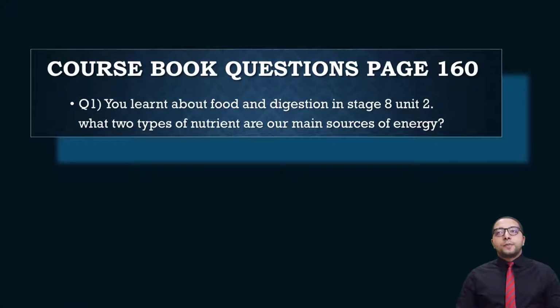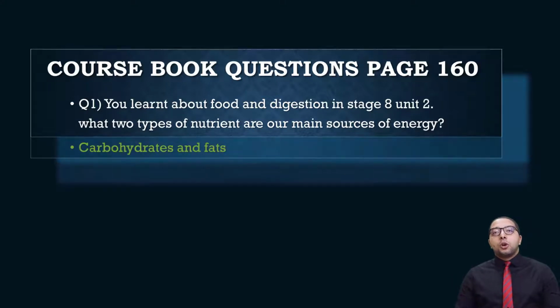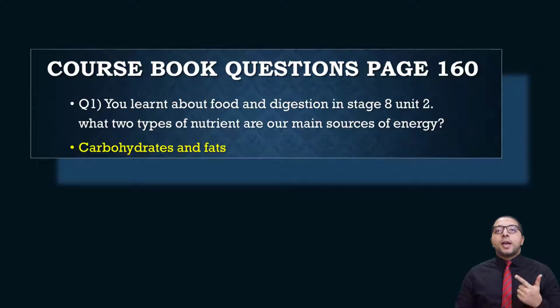The first question: what two types of nutrients are our main source of energy? Our main source of energy, as we discussed in term 1, goes to carbohydrates and fats. Carbohydrates, as you remember, split into sugar and starch, so you can write sugar, starch, fats, or carbohydrates. Any of them is going to be considered correct.